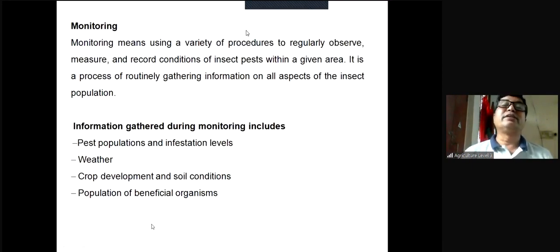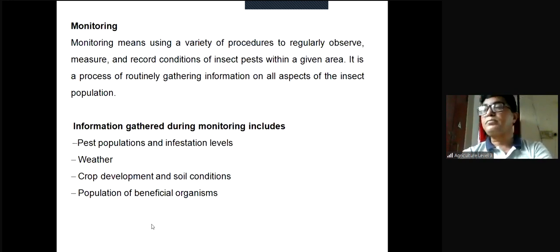Now monitoring. So we saw the survey; what is monitoring? Monitoring means using a variety of procedures to regularly observe, measure and record the conditions of insect pests within a given area. Regularly observe, measure: you will observe, you will measure and record the data. What is the data? Conditions of the insect pest.